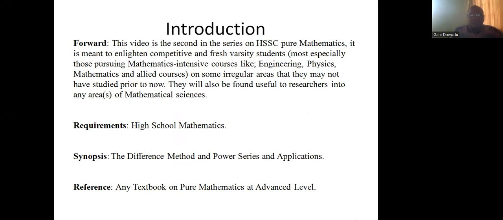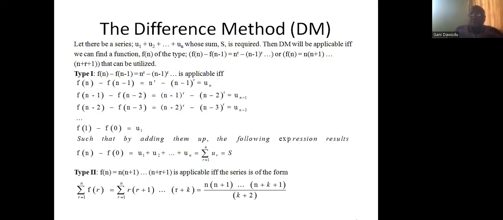Any book on pure maths at advanced level will assist you with this series. With this particular video, I intend to discuss difference method, power series, and application. Now, starting with difference method. The difference methods that I intend to highlight are of this easier type. There are functional types, this or this.